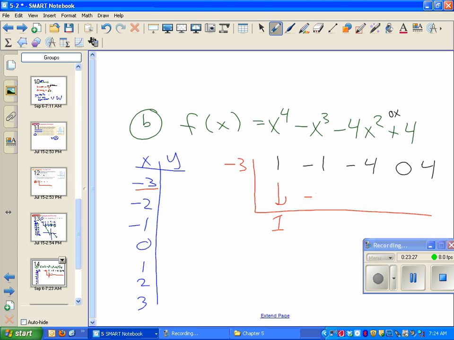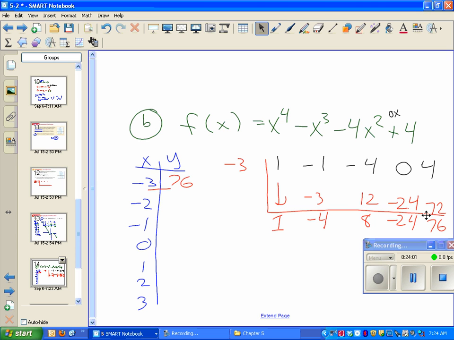And then we're going to multiply and get -3, add to get -4, multiply -4 and -3 and get +12. Add them and we get 8, multiply, we get -24. We add them, 0 plus -24 is -24. And then we're going to multiply. We're going to get +72. And when we add, we get 76. So this will be 76. So please pause and find the rest of the values and then check back with me.